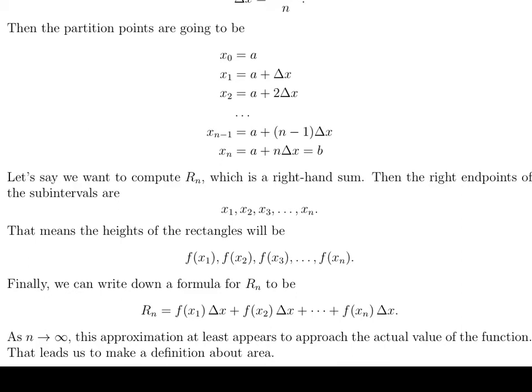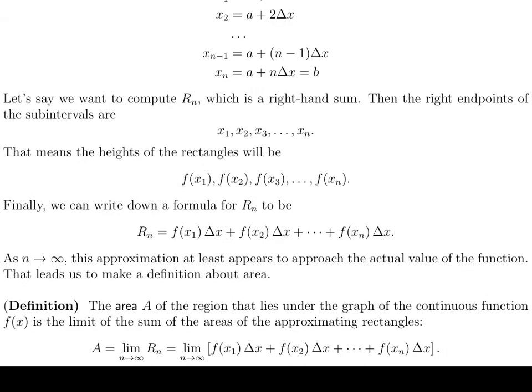All right, that's going to lead us to make a definition about area. We're going to define the area of a region that lies under the graph of a continuous function f of x. It's going to be the limit of the sums of the areas of the approximating rectangles. So the limit as n approaches infinity of R sub n, which is just the limit of this thing right here. So as n goes to infinity, we have more and more of these approximating rectangles whose areas we add up.